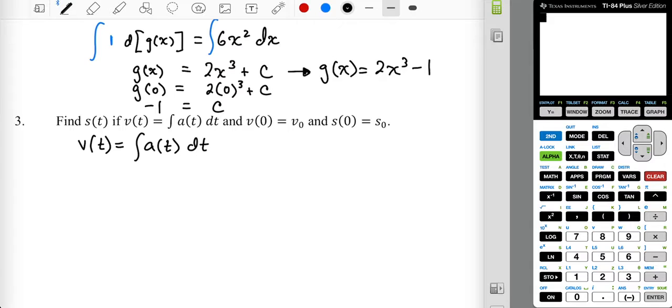So for now, I'm just going to say it's capital A of t plus c, and that's what v of t is equal to. Okay? So they gave us a condition, and that condition tells us that v of 0 is going to be equal to V sub 0, all right? So replace all of my t's with zeros.